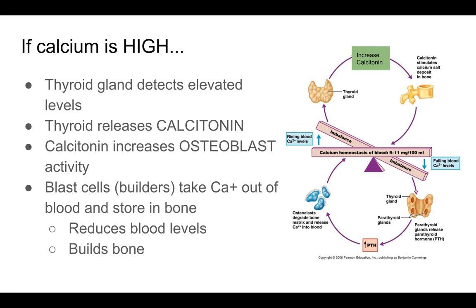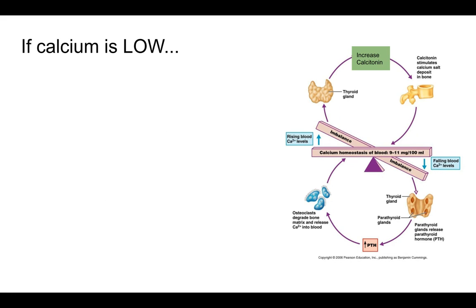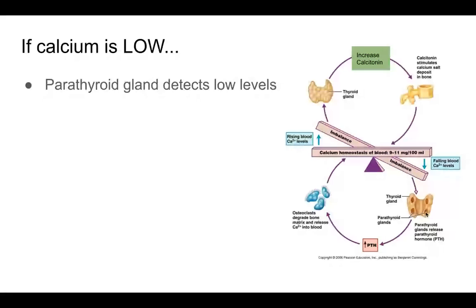Okay, so if calcium levels are high, thyroid gland is in play, calcitonin is the primary hormone that triggers blast cell activity. Bone is built by taking calcium out of the blood and storing it away in bone tissue. If we look at the bottom loop, if calcium is too low, there's a different gland. This one is called the parathyroid gland, and actually it's a collection of 4 glands, and it's on the back of the thyroid. So if you take this gland right here and you turn it around, you're going to see these 4 little dots. Those are parathyroid glands.